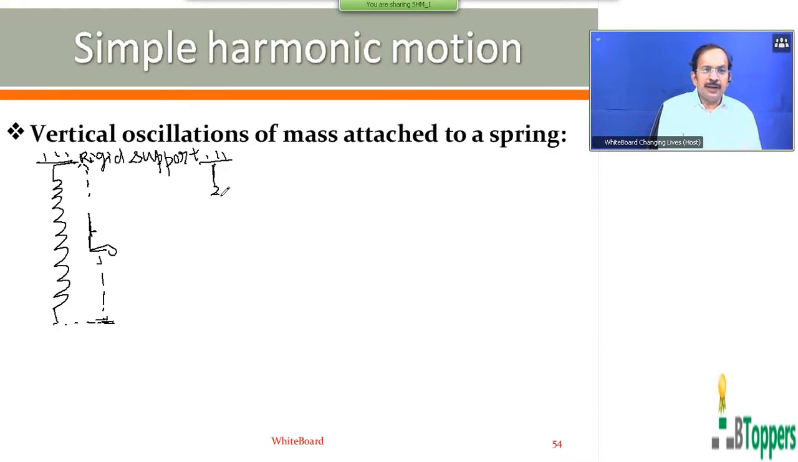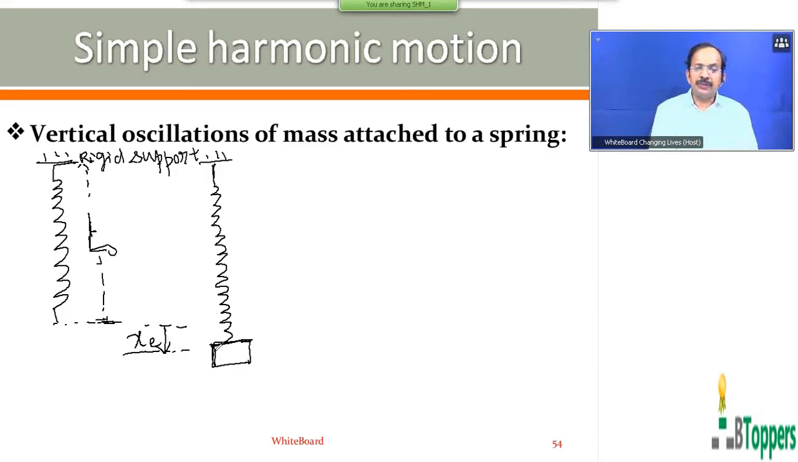Now let us suppose a block of mass m is suspended from the lower end of the spring. Let us suppose the block is at rest in the equilibrium position. Let x subscript e denote the elongation of the spring from its natural length when the suspended mass is in equilibrium. That means when the net force on the suspended mass is 0.